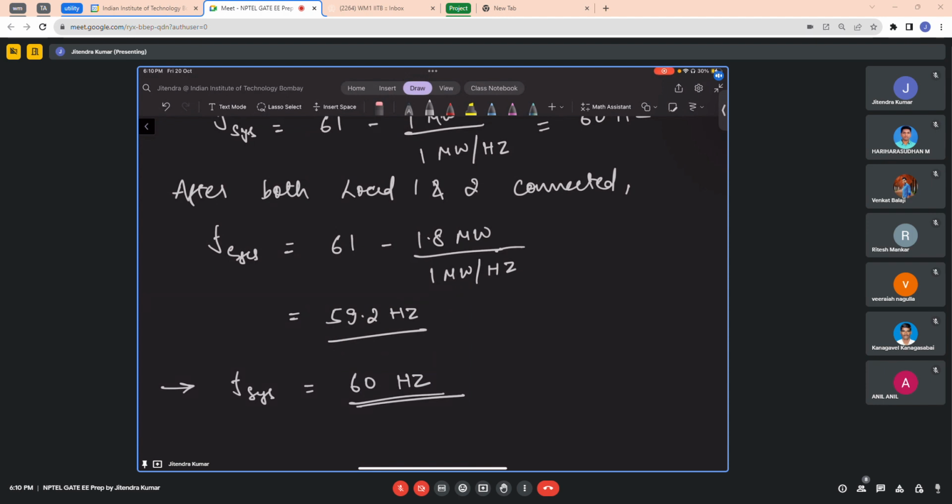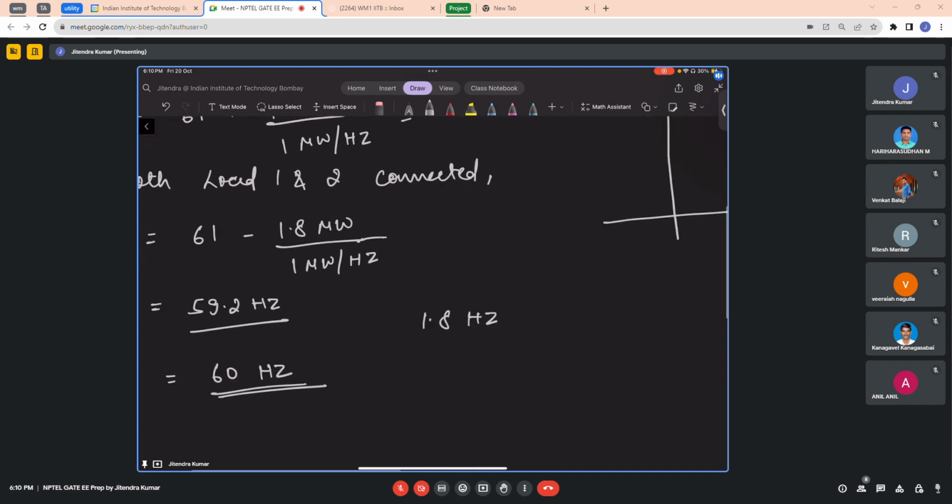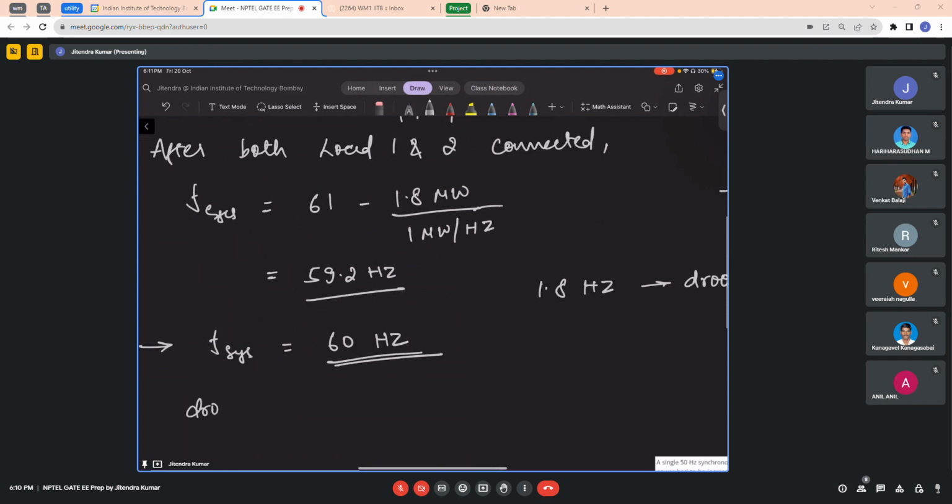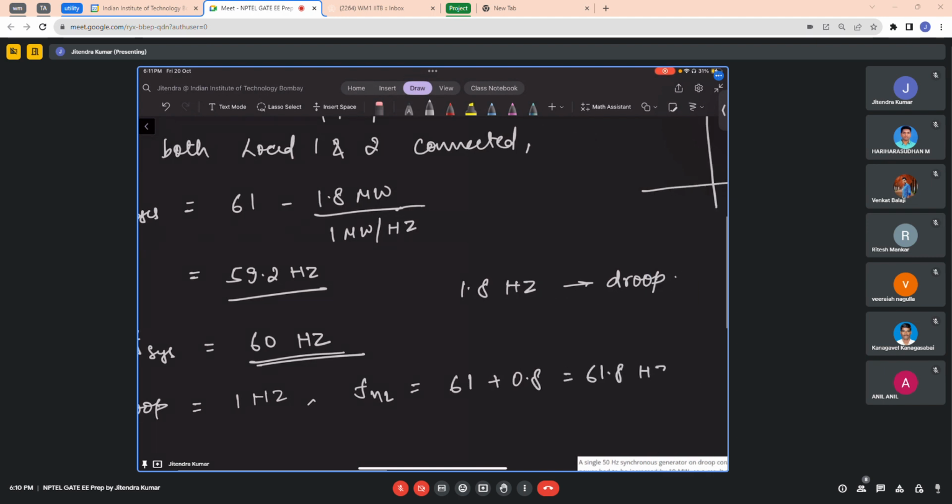So what you can do here, from 61 to 59.2, is a total of 1.8 hertz droop that we are observing. We want a droop of only 1 hertz, such that the system frequency will be 60 hertz. So if the droop is equal to only 1 hertz, then our no load frequency should be increased by 0.8 hertz. So earlier it was 61, now it should be 61.8 hertz, such that after connecting both the loads, the system should operate at 60 hertz. Does that make sense?